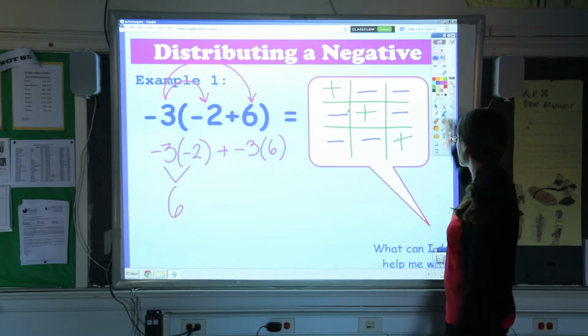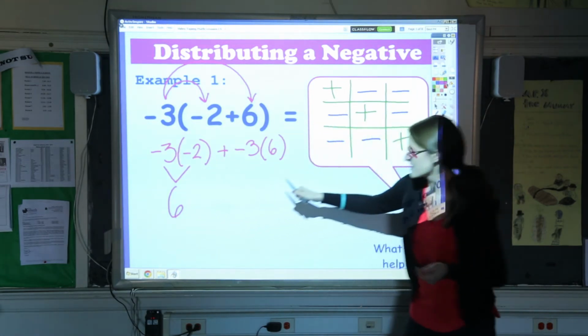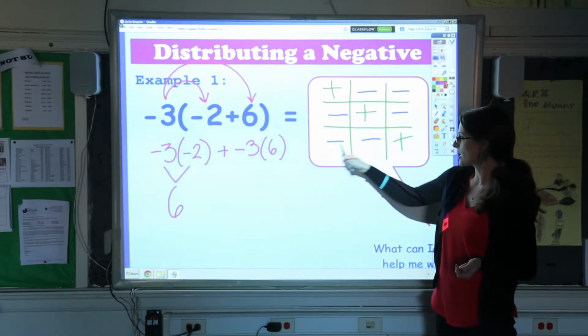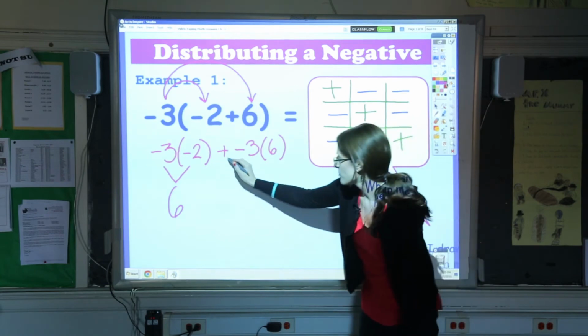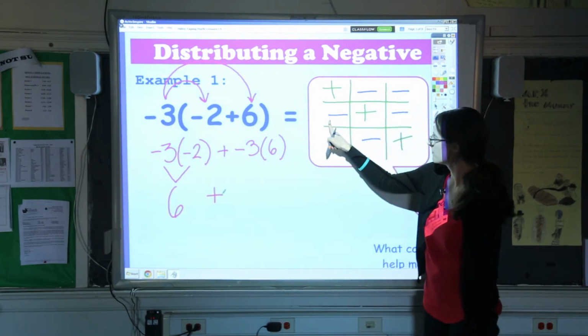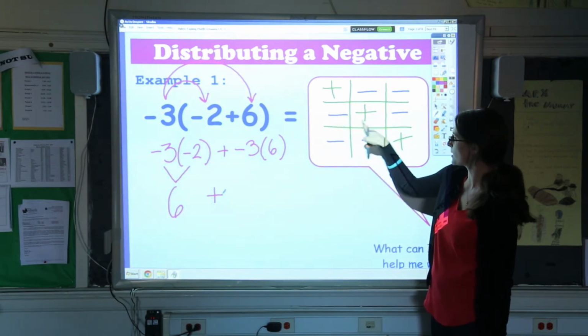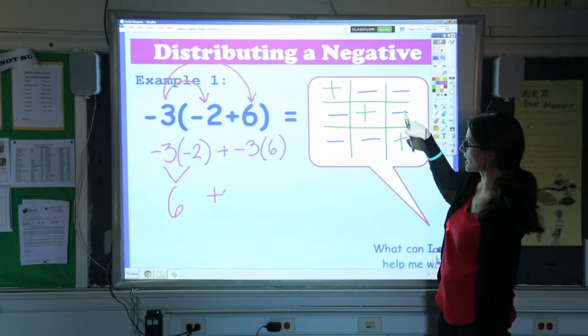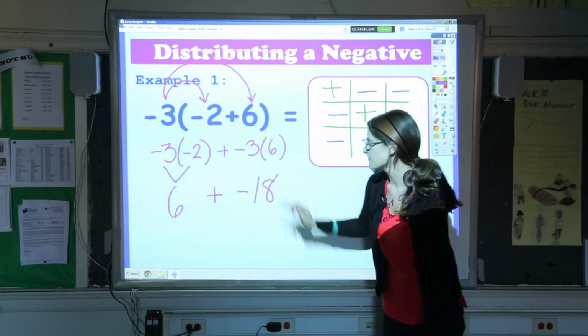Okay, let's go back to our problem. Negative times a negative. Well, I thought it was 6. Let's see if I'm right. -3 times -2 is a positive 6. Great. Bring down my plus sign. All right, -3 times a positive 6. It's this column, or this row, excuse me. Negative times a positive is a negative. So 3 times 6 will be -18.